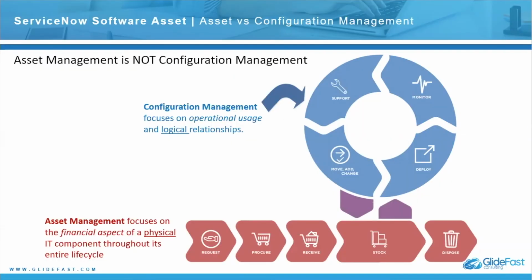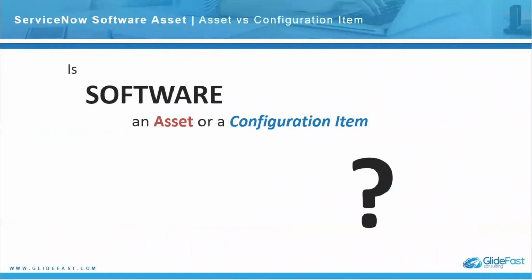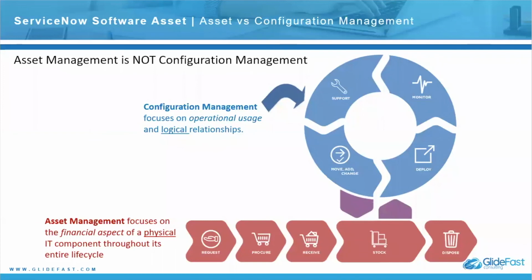Knowing what you know about software asset and about asset versus configuration management, being the logical relationship between things, and asset being the physical, financial, contractual components. This is my favorite slide because the question is, is software then an asset or a configuration item? Because it technically covers both of these realms. Now it may not be a physical asset, but it does have a financial and a contractual component to it, but it also has logical relationships and it has operational usage.